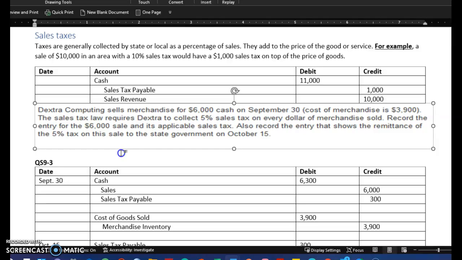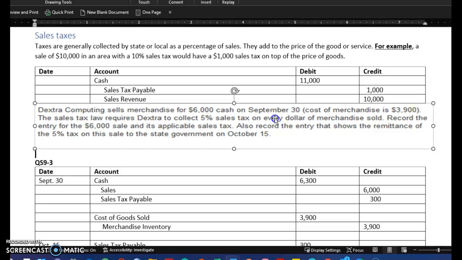Sales tax requires Dexter to collect 5% sales tax on every dollar. And let me reiterate, should they not collect the sales tax, they still owe it. So they sell stuff, they owe sales tax, whether they collect it from the customer or not. So they're like, whoops, we forgot, do we owe anything to the state? And the state says, I don't care whether you collect it or not.